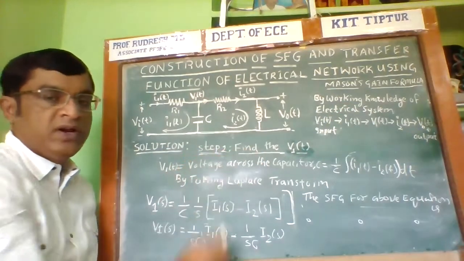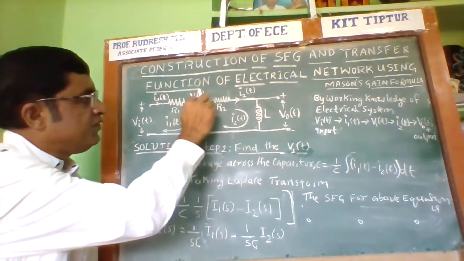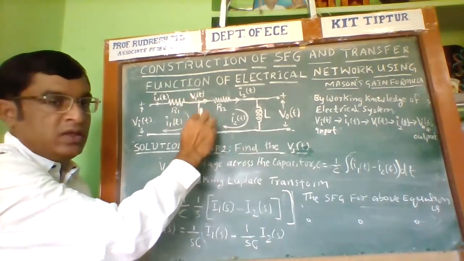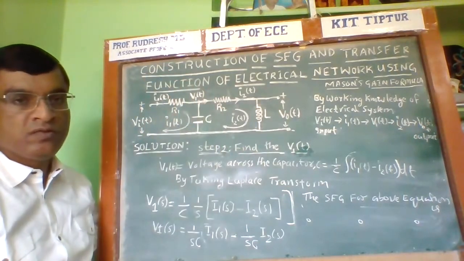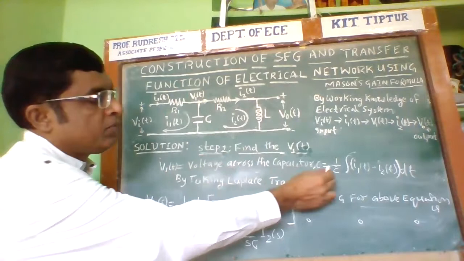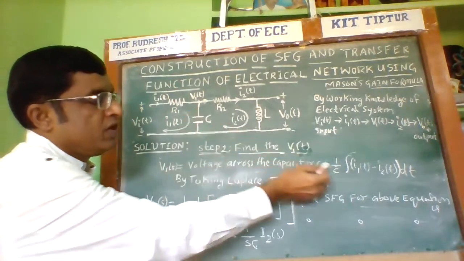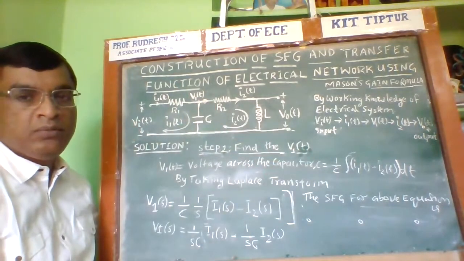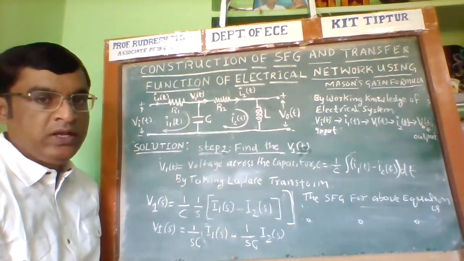In step 2, we go for finding V1 of t. Now, what is V1 of t? V1 of t is nothing but the voltage across the capacitor C. Now, what is the voltage across the capacitor equation? 1 over C into the integral of I1 of t minus I2 of t into dt.